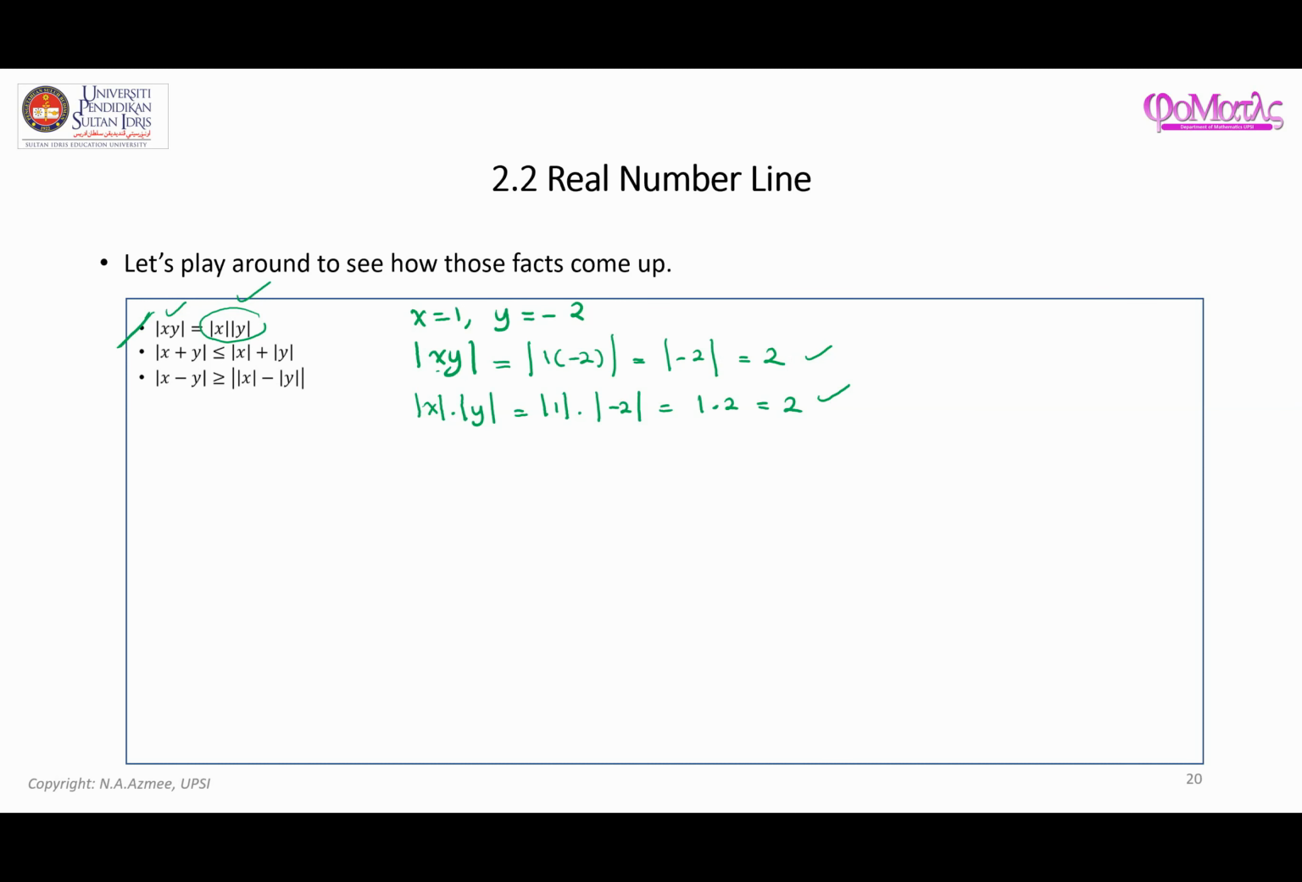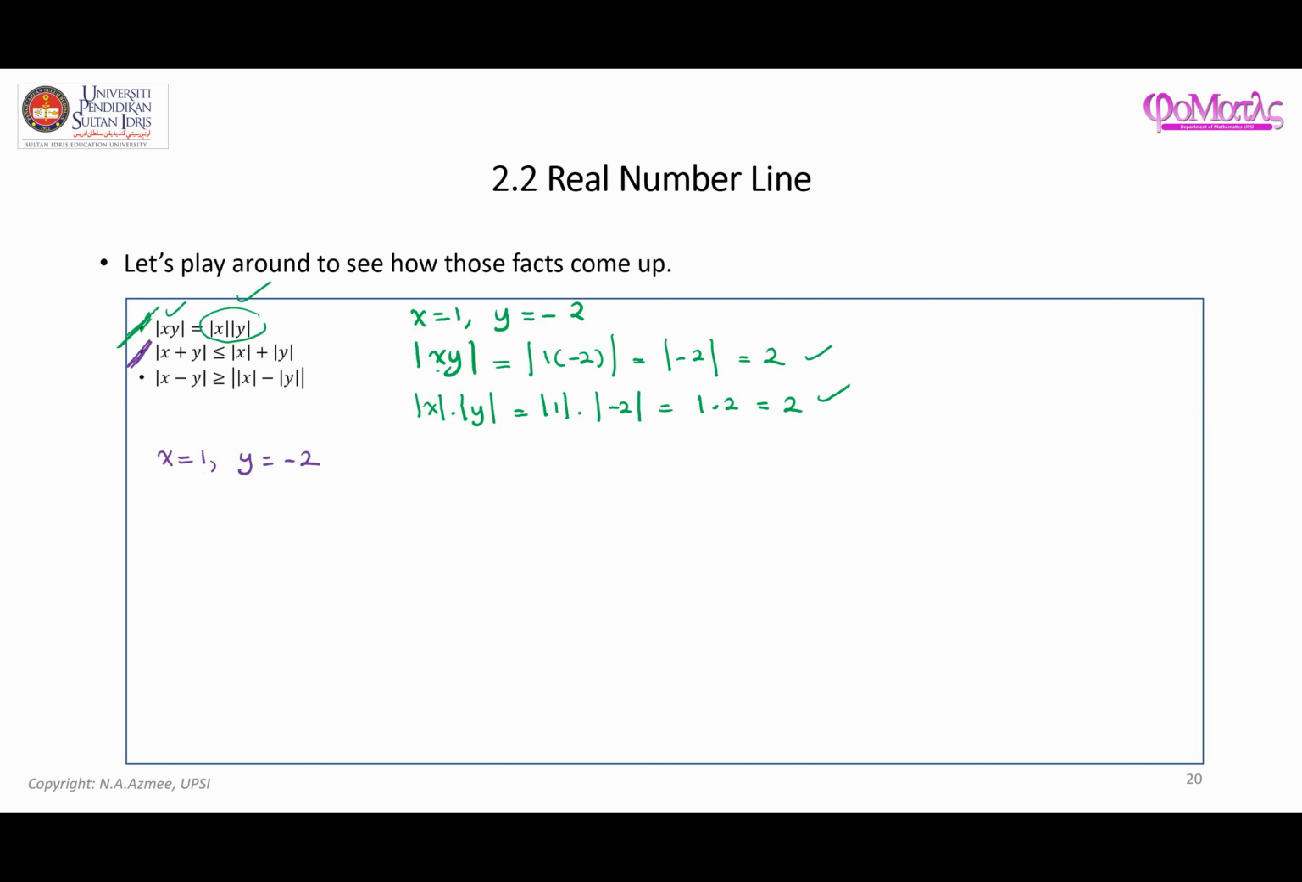The value here is equal. So this is what I mean by playing around with certain numbers to see how these facts given here are true. Okay, now let us try and see what's going on in this second part. Let's say again we choose x equals 1 and y equals negative 2. Well, you can choose any numbers as long as the numbers are easy for you to compute.